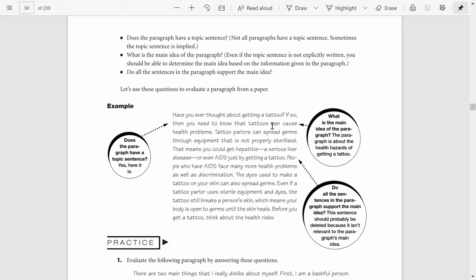Have you ever thought about getting a tattoo? If so, then you need to know that tattoos can cause health problems. So this first sentence in the paragraph here is the main sentence. It is the topic sentence over here. All right. All the other sentences will be directly linked to the main idea, to the topic sentence.